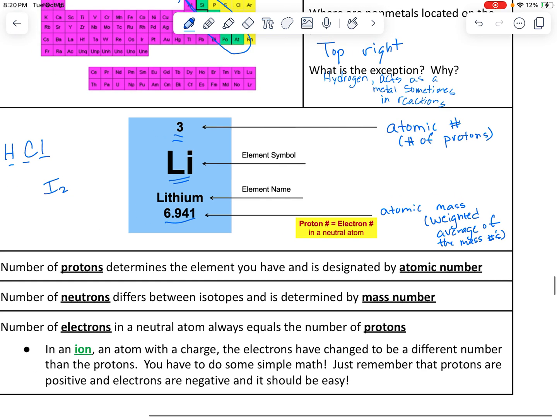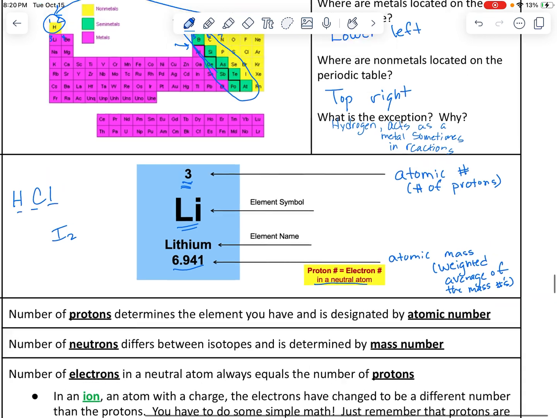Now, where it says here proton number equals electron number, that's in a neutral atom, all right? So if there's no charge, if you're talking about a lithium atom, it's going to have 3 protons. It's also going to have 3 electrons because those are opposite charges, so they have to equal each other. Now, that doesn't always happen.